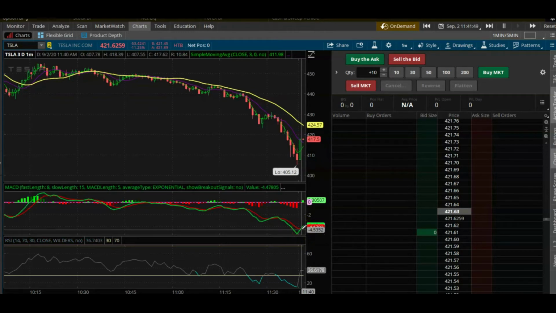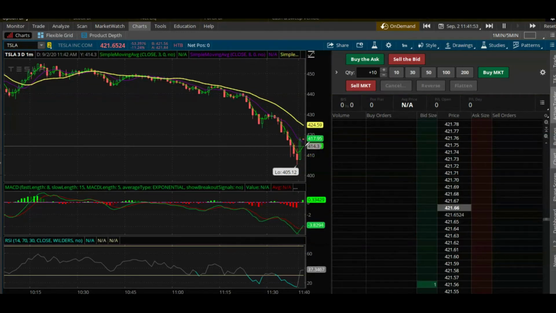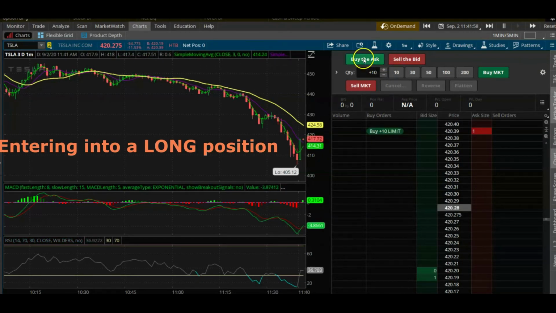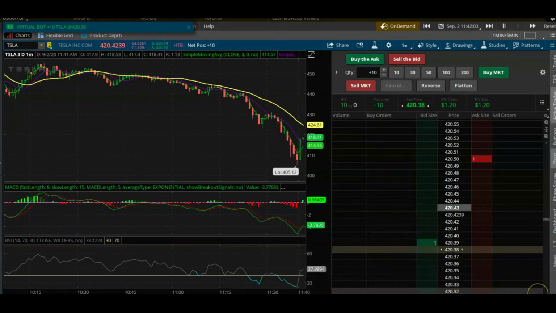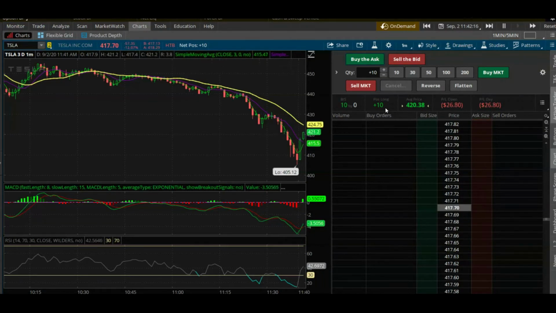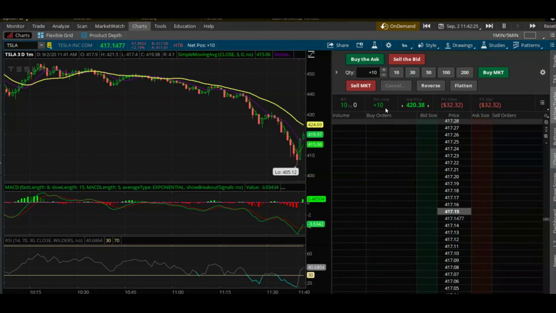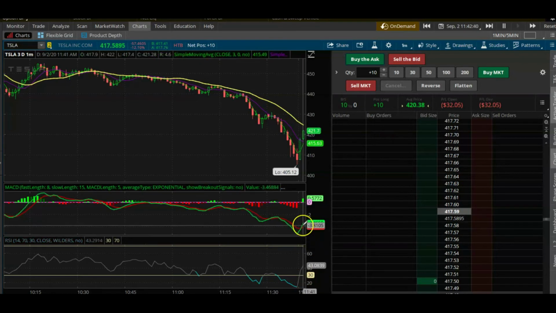I have my MACD confirmation. You could decide to wait for a moving average confirmation, but I'm going to enter into a trade and pick up 10 shares. And I'm already long the position by 10 shares. The more the indicators that confirm the movement that you're looking for, the better the trade.